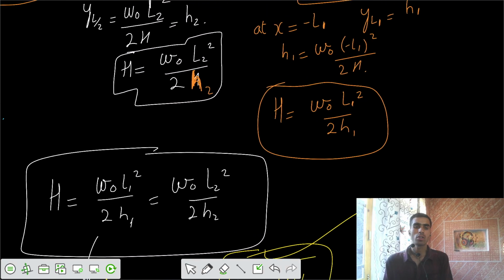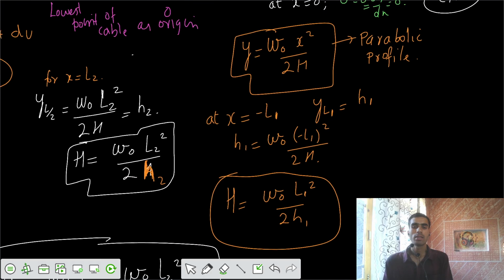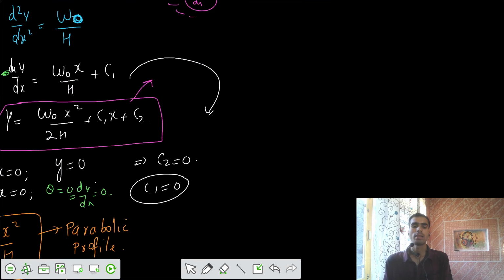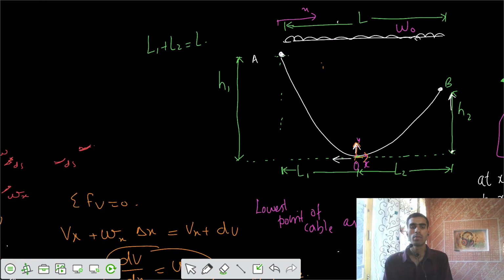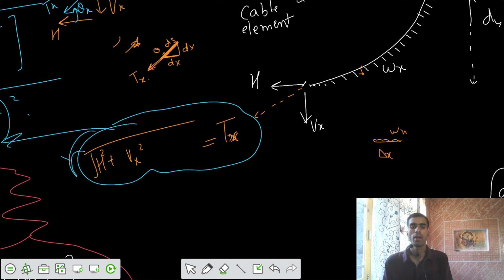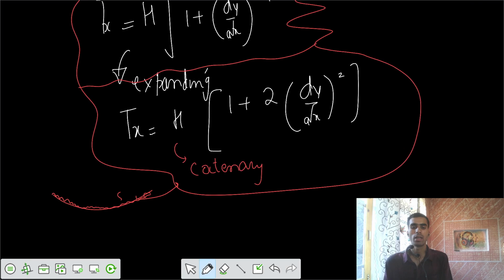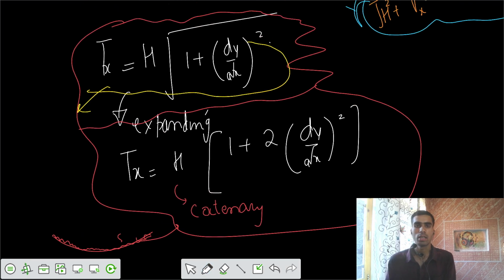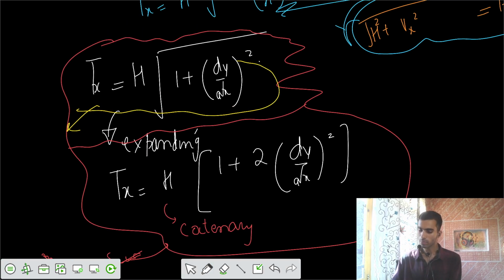Now we got the horizontal component, but we need the tensile force, the maximum tension we can have. That is, Tmax is equal to the square root of H square plus reaction square. So we need the reaction also. But we have already converted the equation in terms of the reaction at any section x. We had the equation for that. So we can keep that. If I use that equation, it is H times the square root of 1 plus dy by dx whole square.